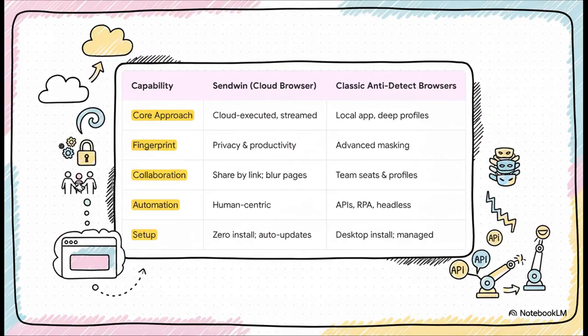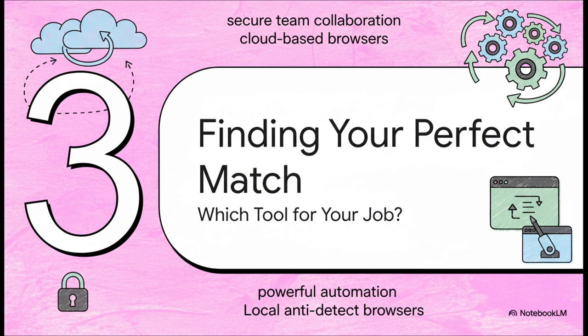Okay, so this table basically pulls everything we've just talked about into one place. You can see all the trade-offs at a single glance. Sendwin gives you that zero install simplicity and incredibly secure sharing. Anti-detect browsers give you that deep, granular control over your digital fingerprint and some seriously powerful automation tools. Look, it's not about which one is better overall, it's about which set of features solves your specific problem. So with all that in mind, let's get practical. Enough theory, right? We're going to walk through a few common real-world scenarios to help you find your perfect match.